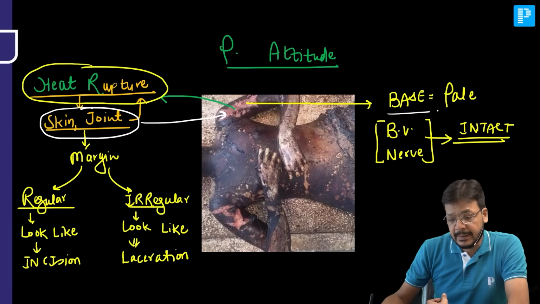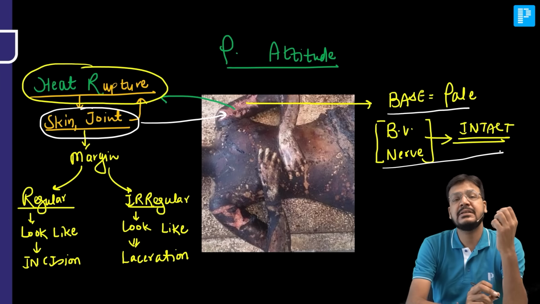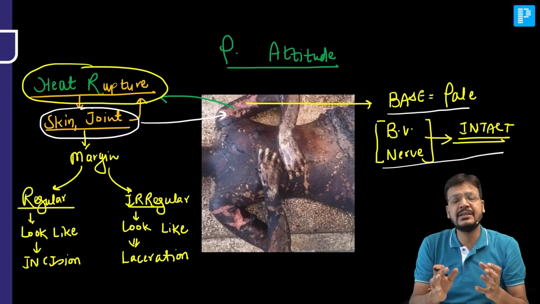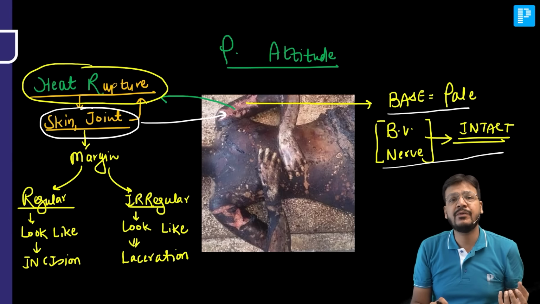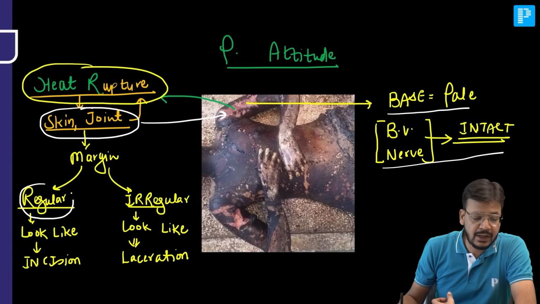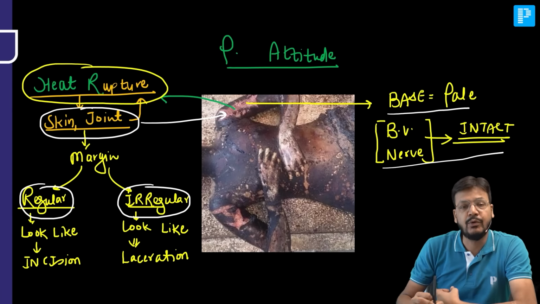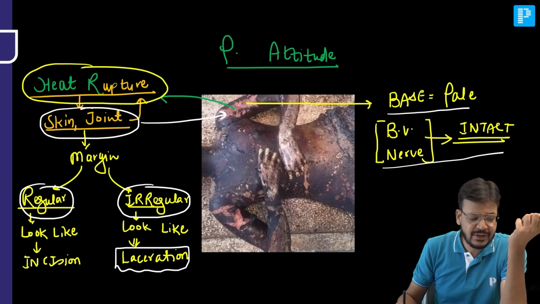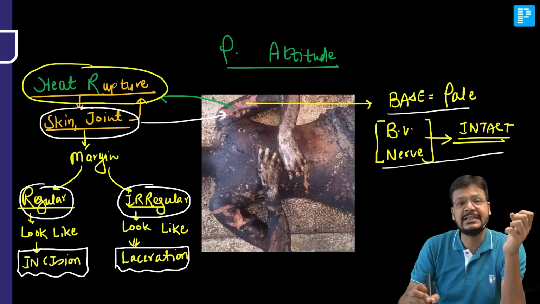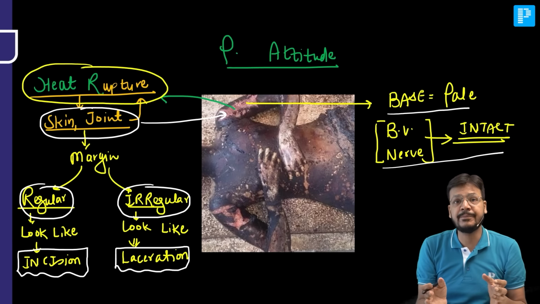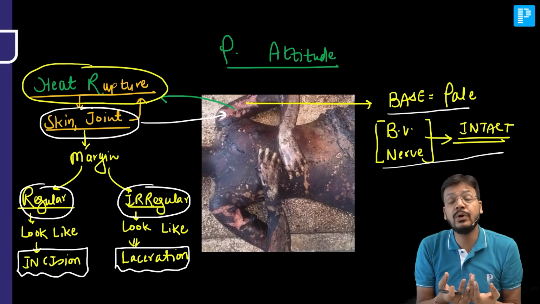Here in the rupture, the base is pale, and blood vessels and nerves are intact. So if you have a rupture where the base is pale and the blood vessels or nerves are intact, that is a heat rupture. The margin may be regular or irregular. If the margins are irregular, it looks like a laceration, and if the margins are regular, it looks like an incision. So sometimes it gives you a different picture. It is caused by burn, but it looks like a laceration.